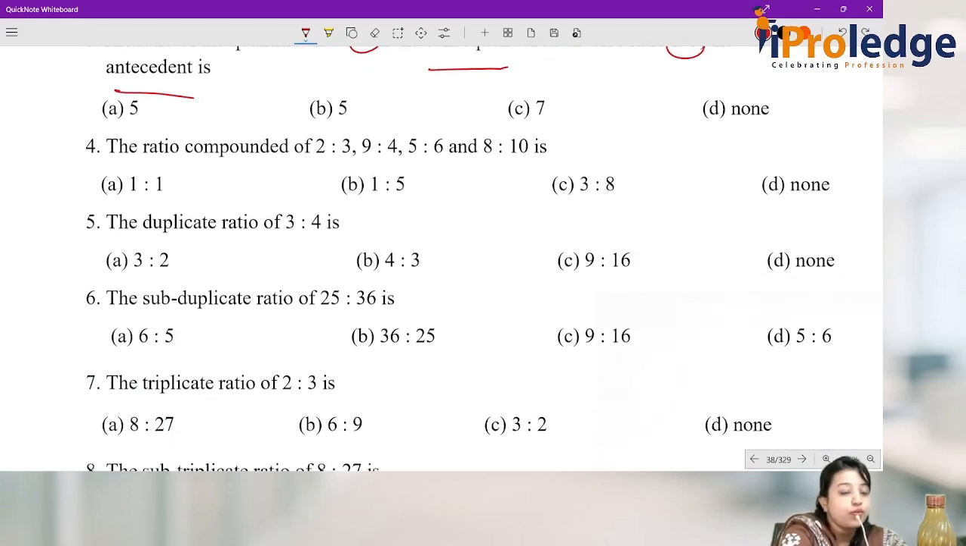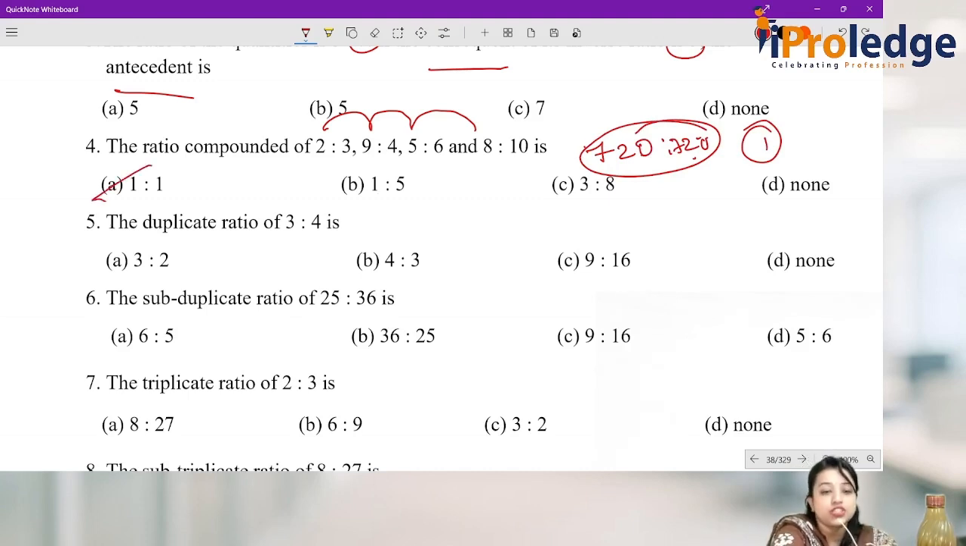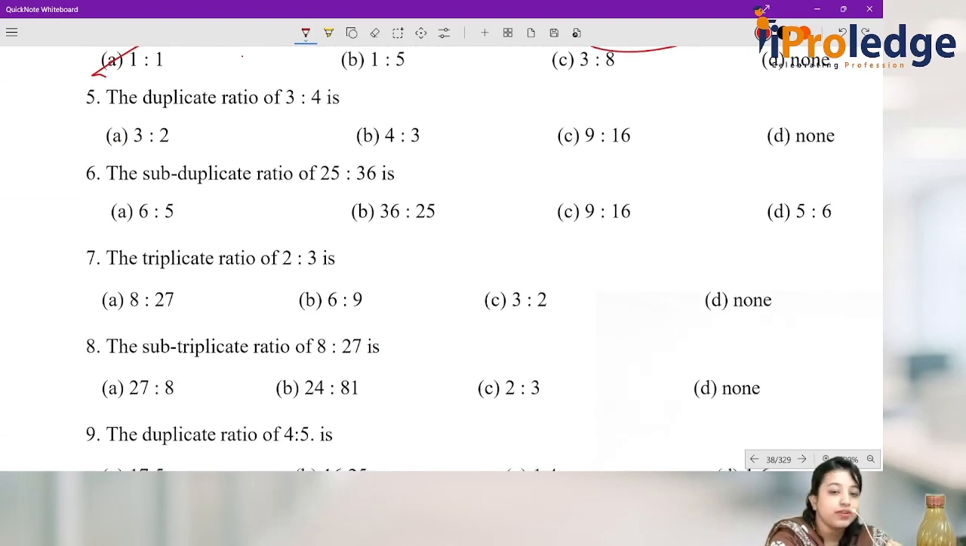The ratio compounded andre multiplication. Multiply the numerators. ಎಷ್ಟು ಬರುತ್ತೆ numerators multiply ಮಾಡಿದ್ರೆ? 2 into 9 into 5, 90. Denominator also you get 720. If you divide it, you will get 1. It is 1:1.